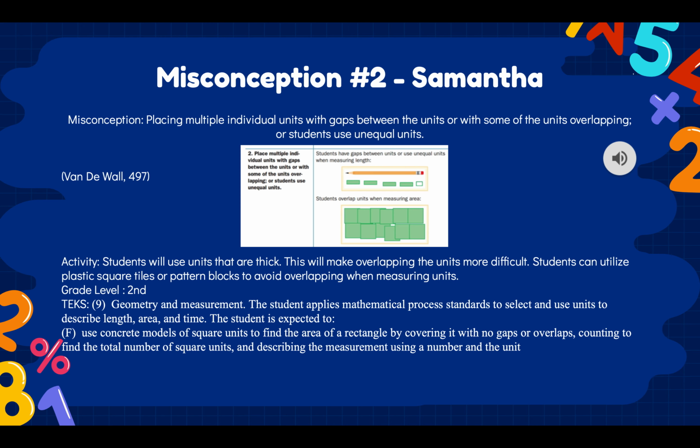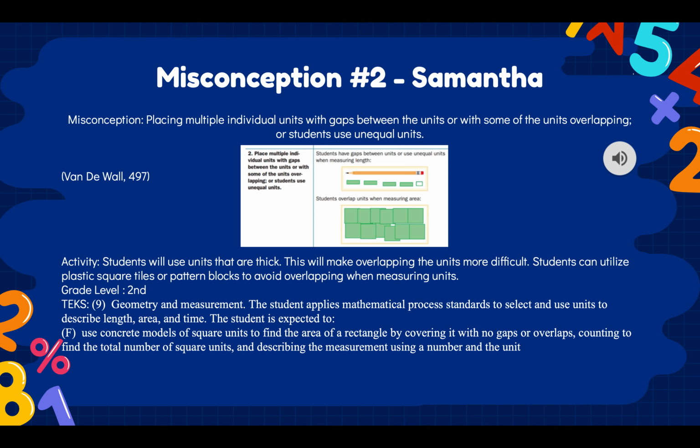This misconception is when students place multiple individual units with gaps between the units or with some of the units overlapping. As you can see below in the picture, it shows a student overlapping units when measuring area. To overcome this problem, the activity that I found was you could give students thick units, or units that are thicker, that make overlapping more difficult. They can utilize plastic square tiles or pattern blocks to avoid overlapping when measuring units.